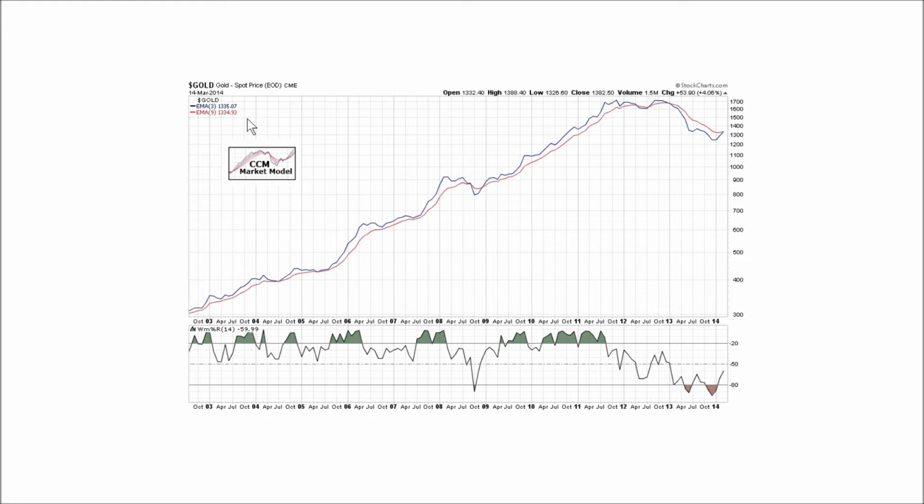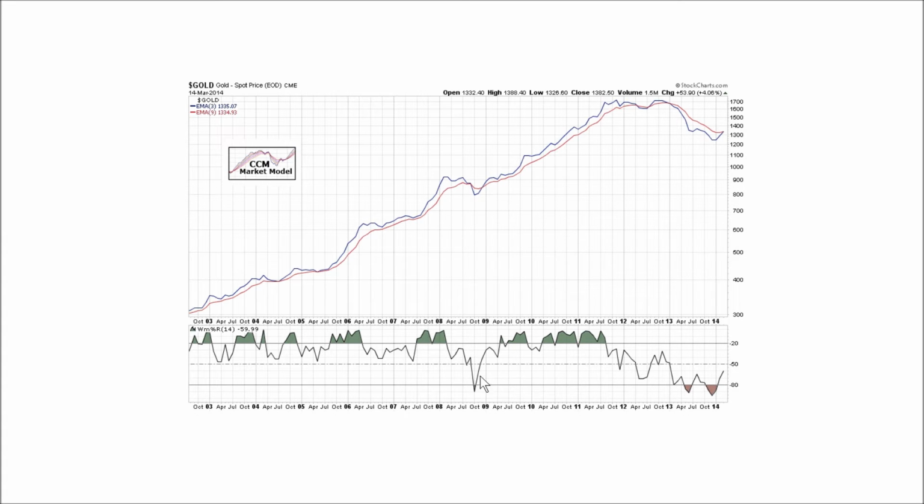This is a monthly chart of gold here. These are our moving averages. When blue is above red, the probability of good things happening in gold increases. When blue drops below red, the inverse is true. The probability of bad things happening increases. You can see here we get a bullish moving average crossover.